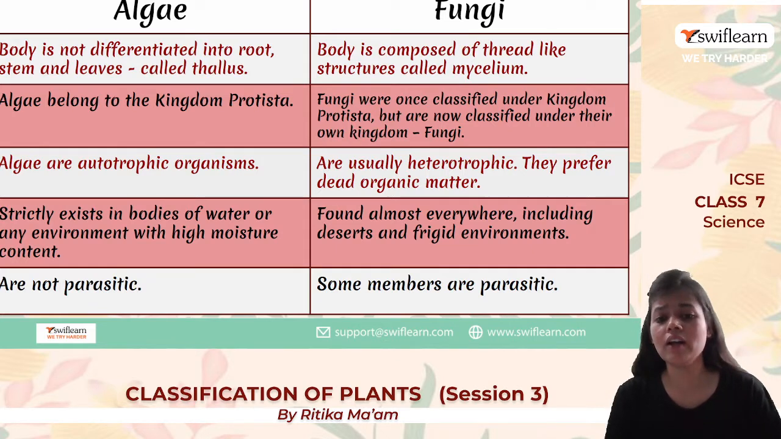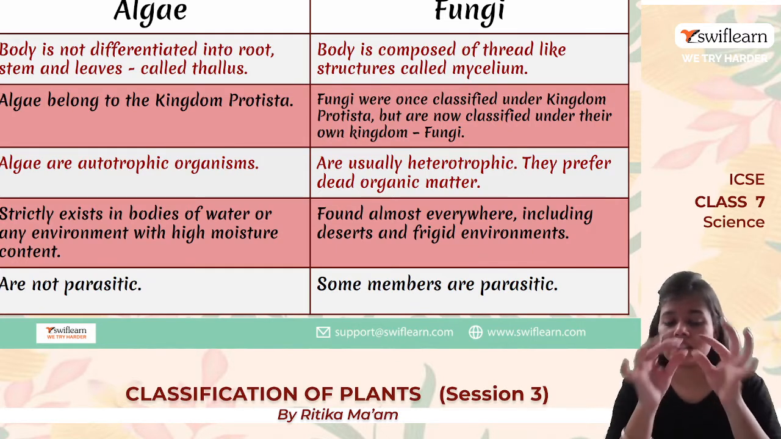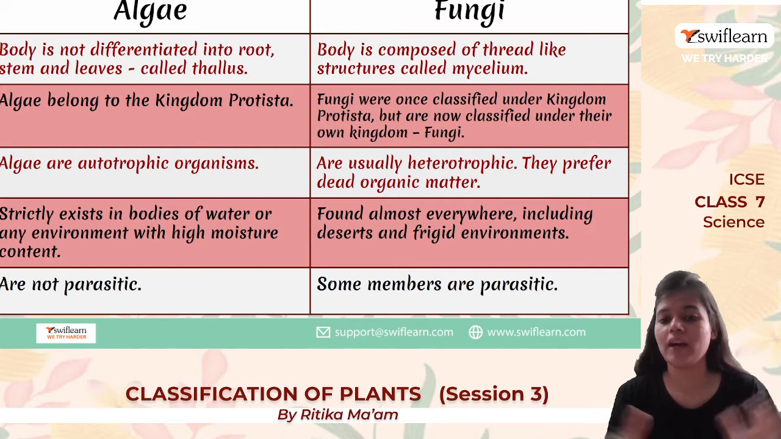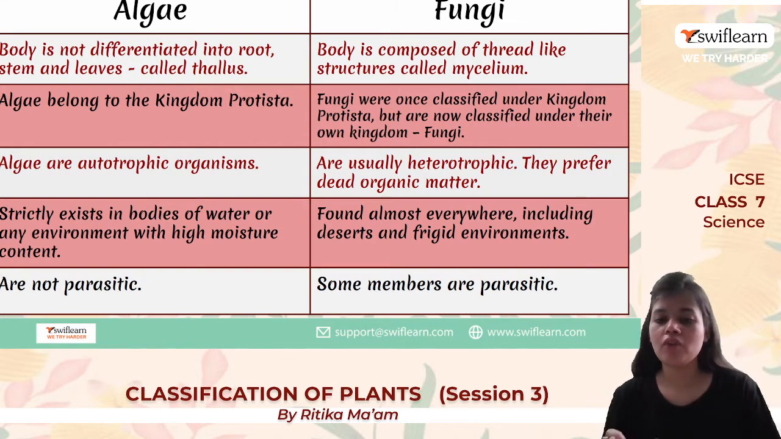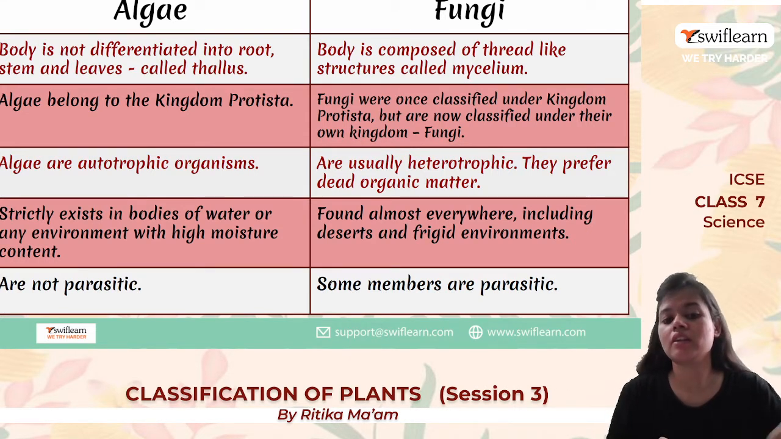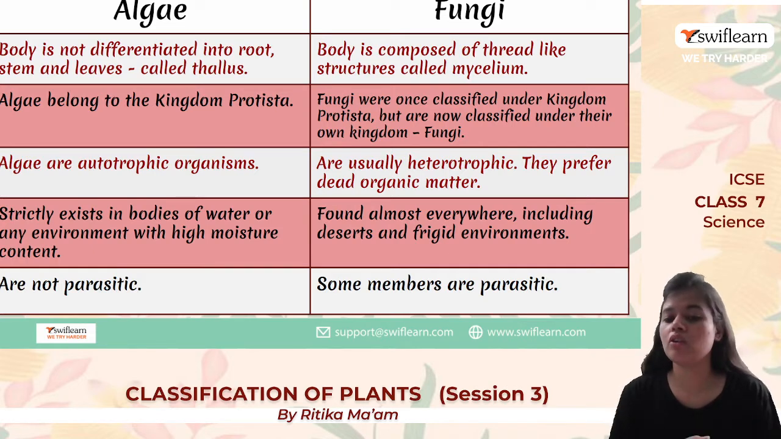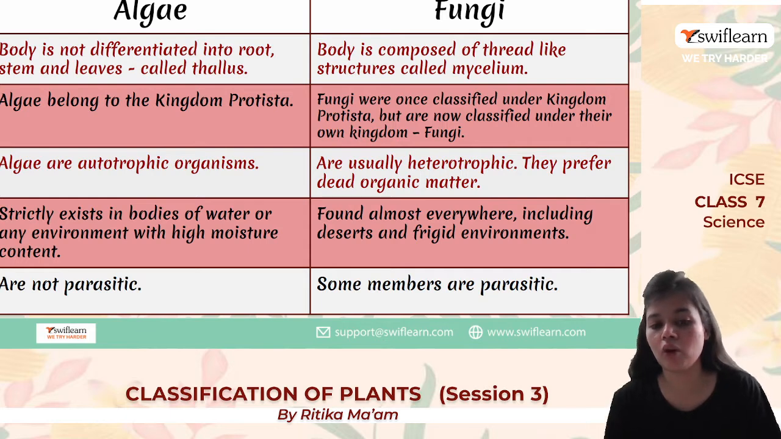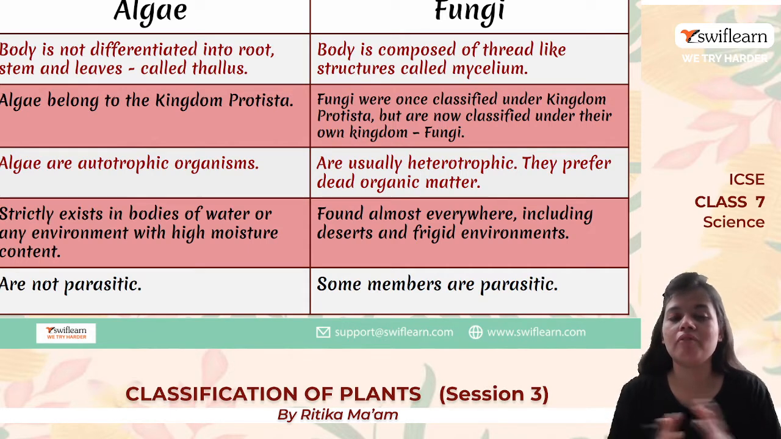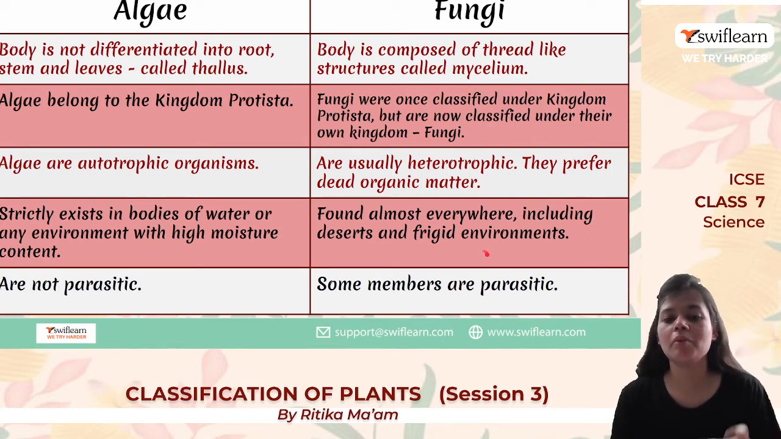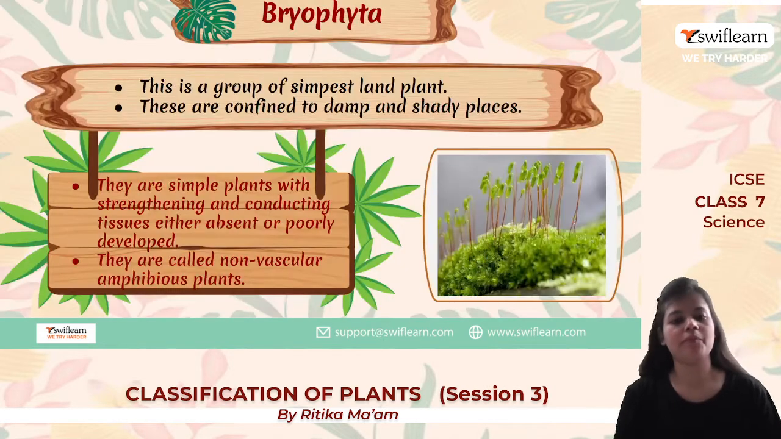Talking about fungi, their body is composed of thread-like structures known as mycelium. At first they were classified under kingdom Protista, but now they have their own category, which is kingdom fungi. They are heterotrophic, that is, they feed on dead and decaying organic matter. They cannot form their own food, and they are found everywhere. They do not need a particular kind of environment, and some members of fungi are parasitic.